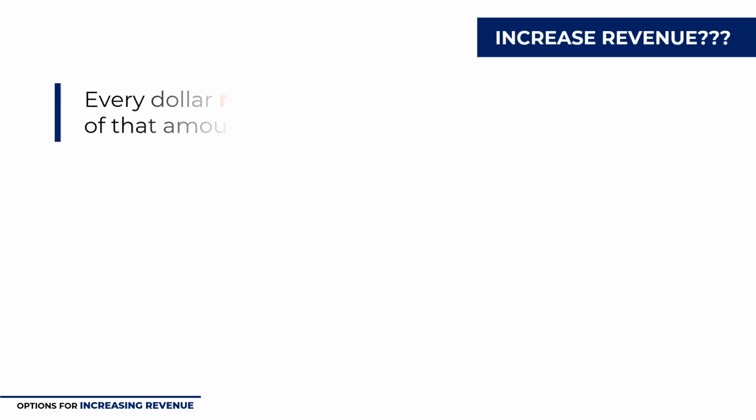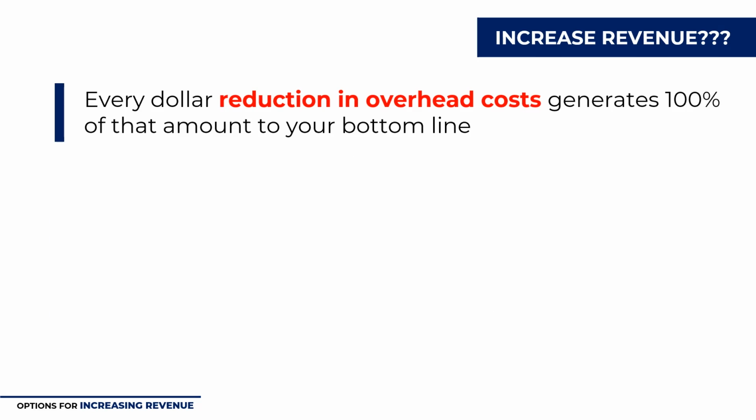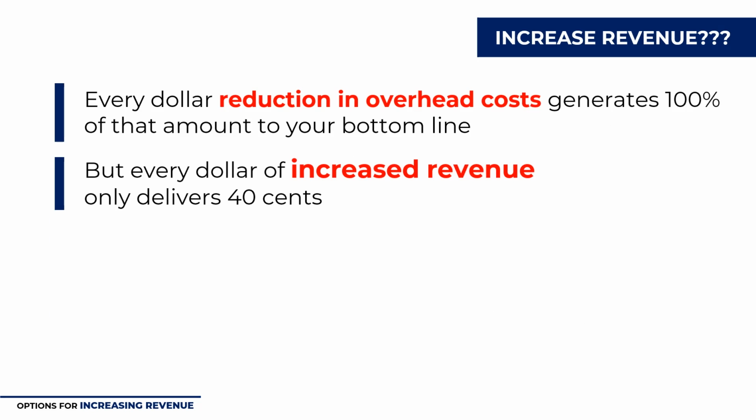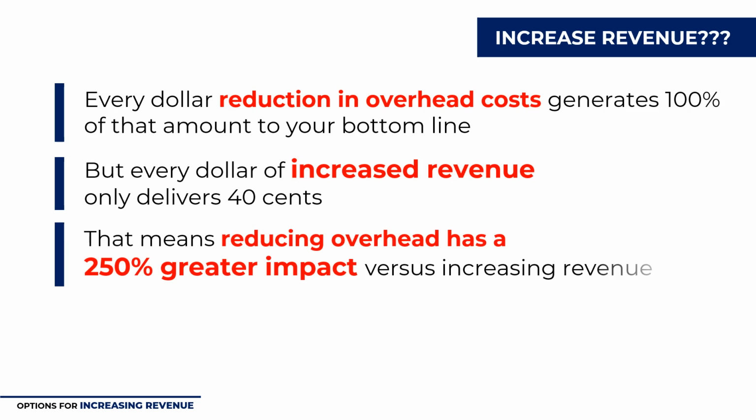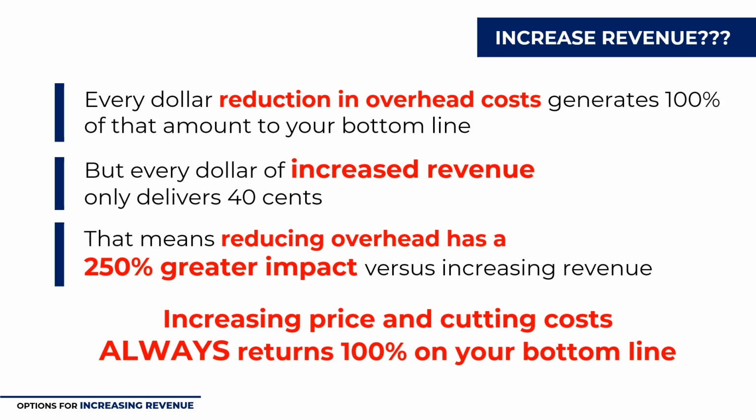So every dollar reduction in overhead cost generates 100% of that amount to your bottom line. But every dollar of increased revenue only delivers 40 cents. That means reducing overhead has a 250% greater impact versus increasing revenue. Increasing price and cutting costs always returns 100% on your bottom line.